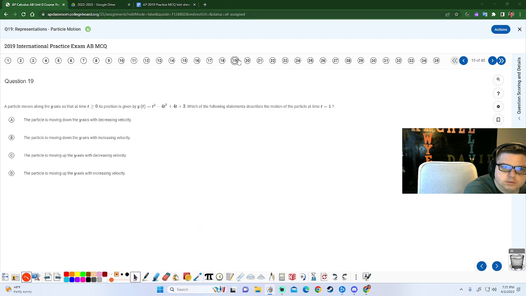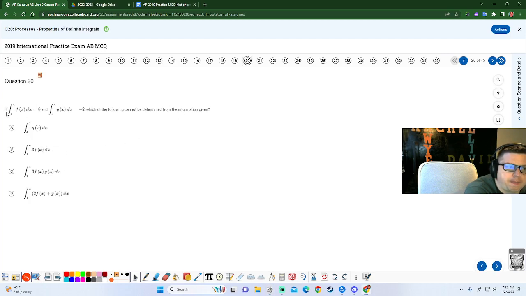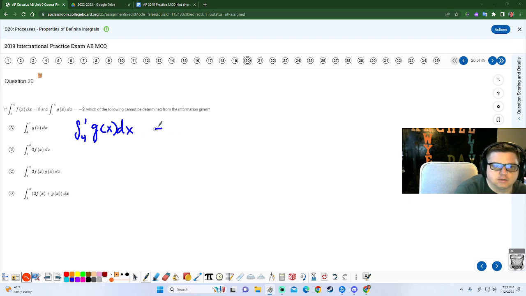Let's go to number 20. So the integration of f of x equals 8. The integration of g of x equals negative 2. Which of the following cannot be determined from the given information? So can we integrate from 4 to 1 of g of x dx? And the answer is yes.